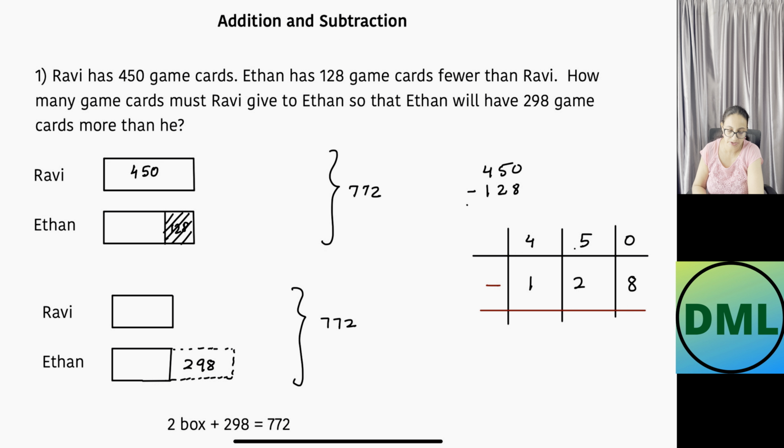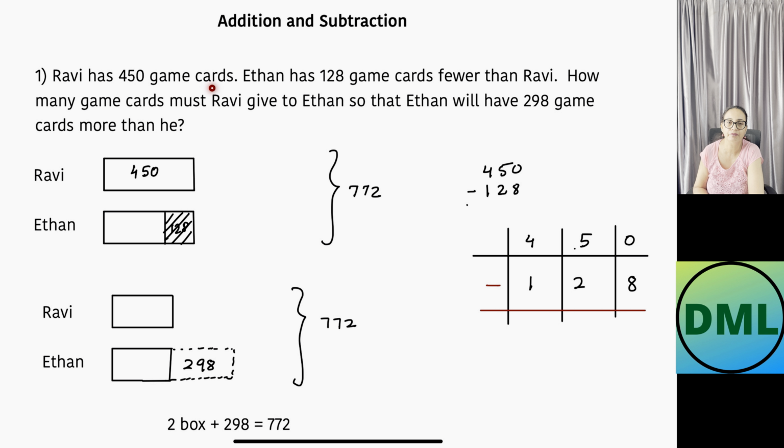Addition and subtraction. Ravi has 450 game cards. Ethan has 128 game cards fewer than Ravi. How many game cards must Ravi give to Ethan so that Ethan will have 298 game cards more than he? I am going to first solve this question with the box method.